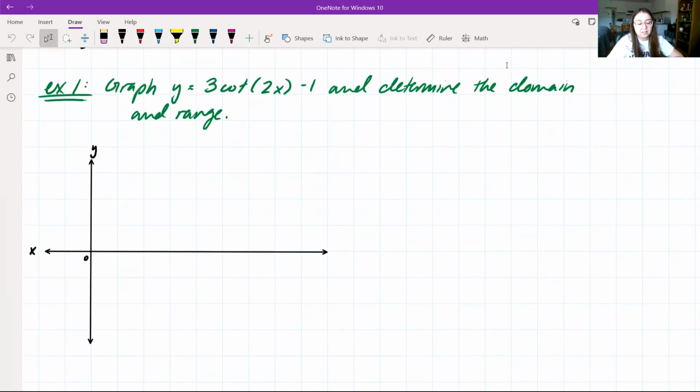For our first example, we want to graph y equals 3 cotangent of 2x minus 1 and then determine the domain and the range. We have our graph here, but it's not marked, so we'll have to mark it up ourselves. Given our equation, we want to use the 4 steps we use when using key points to graph a specific kind of function. In step 1, remember we want to find the amplitude and the period of the function.